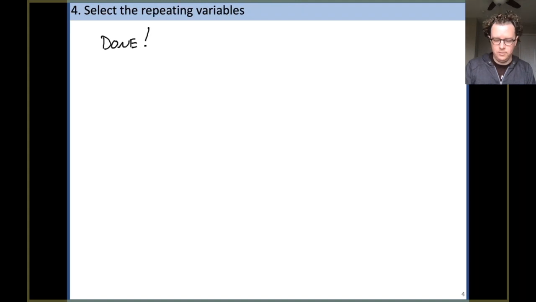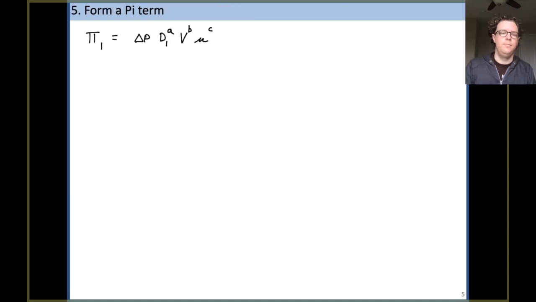All right, select repeating variables. Done. Did it on the last slide. Form a pi term. So as always, we'll set up our generic equation and we'll start with that first anchoring variable from the left-hand side, the pressure drop or delta P. And we've got that set up as a function of our 3 repeating variables raised to the A, B, and C powers.